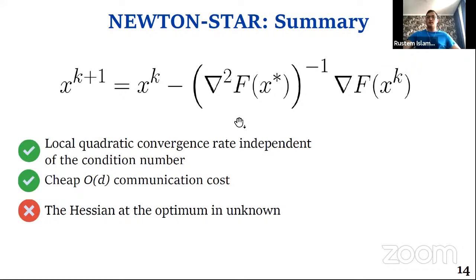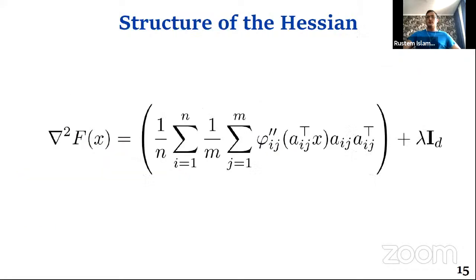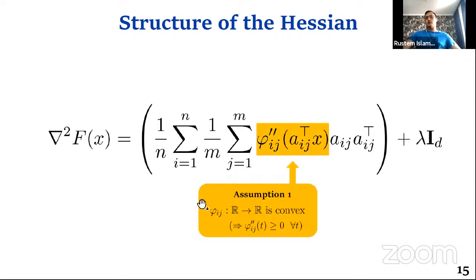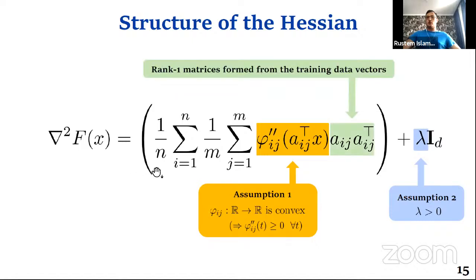So it is logical that we need to approximate the Hessian at the optimum and do it better after each iteration. But first, let's look at the structure of the Hessian. Our methods are based on this structure. Here we additionally assume that each loss function is convex. As a consequence, its second derivatives are non-negative. And here the regularization parameter is positive. So this first term can be represented as a conic combination of rank 1 matrices. So this is the structure of the Hessian. Okay, let's go next.